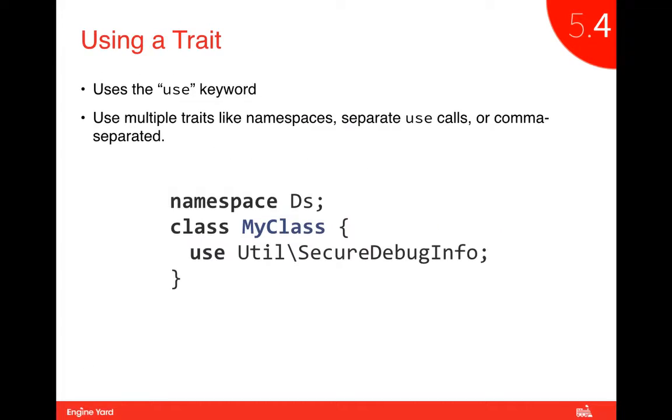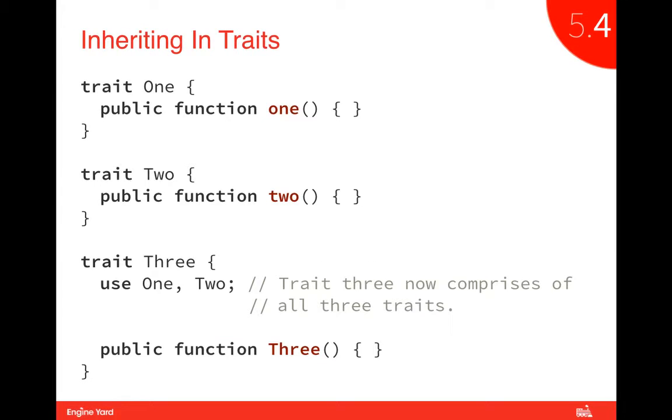Very simple. We then use the use keyword to pull it into our class. So anywhere where we want to use our secure debug info, we just use, in this case, we're in namespace ds, util SecureDebugInfo, and that method now is available. It's not imperative. It's literally just been copied and pasted by the compiler. What that means is scope, $this, parent, static, all those things work exactly as they would if you were to put your input in place.